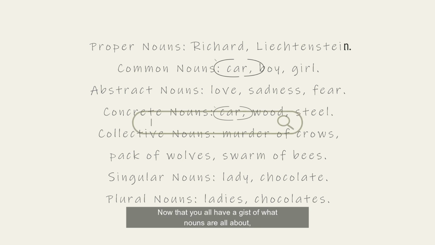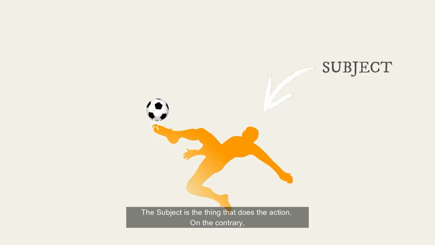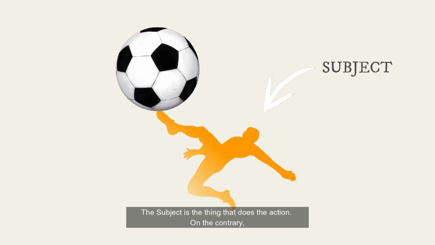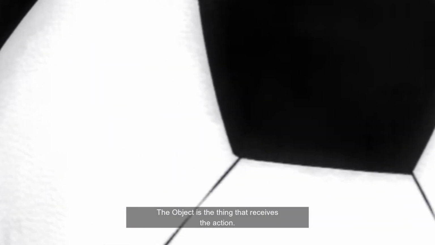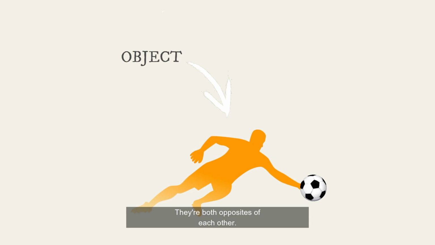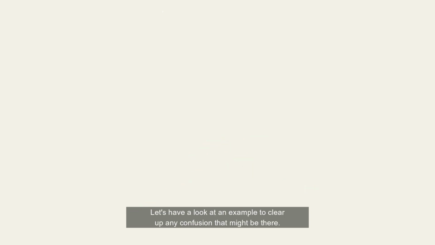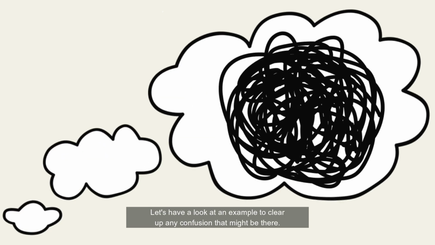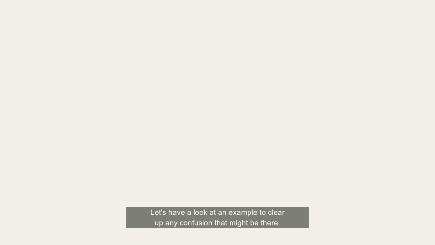Now that you all have a gist of what nouns are all about, let's expound on our original topic, subject and object in grammar. The subject is the thing that does the action. On the contrary, the object is the thing that receives the action. They're both opposites of each other. Let's have a look at an example to clear up any confusion that might be there.